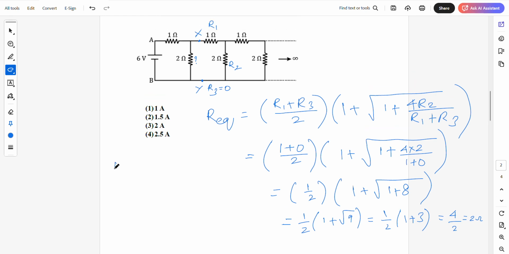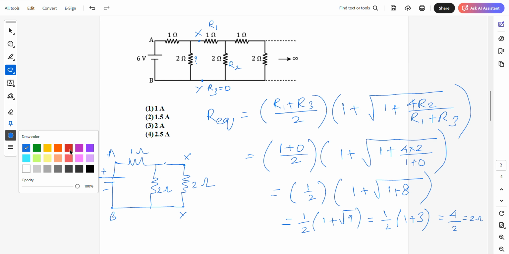Now this is the circuit. This is x, this is y, and the equivalent resistance between x and y is 2 ohm. Here there is a 1 ohm resistor. This is A and this is B, with plus and minus, 6 volts.